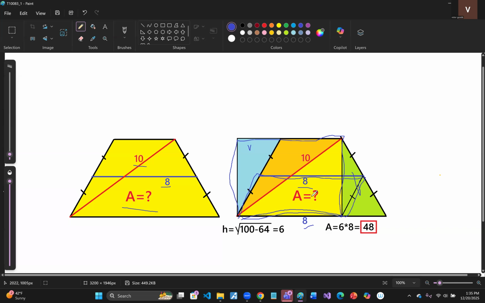So the height of the yellow triangle and simultaneously of the rectangle is equal to square root of 100 minus 64, or 6. It means that the area of the rectangle and hence the area of the trapezoid is equal to 48.